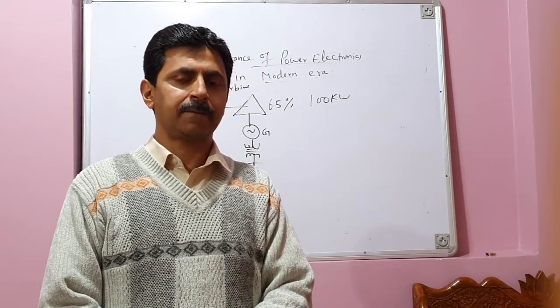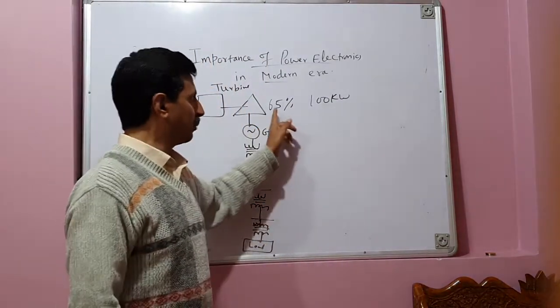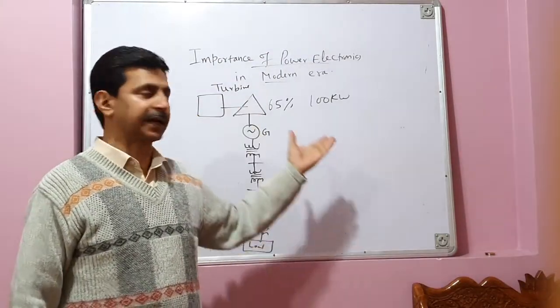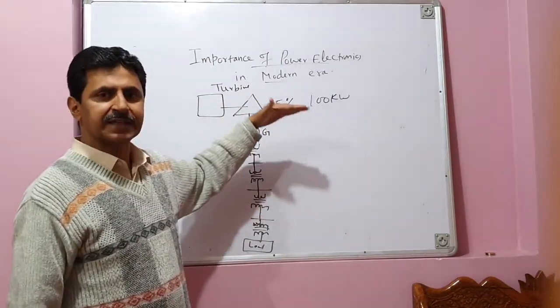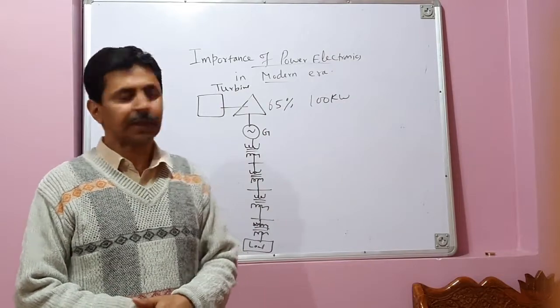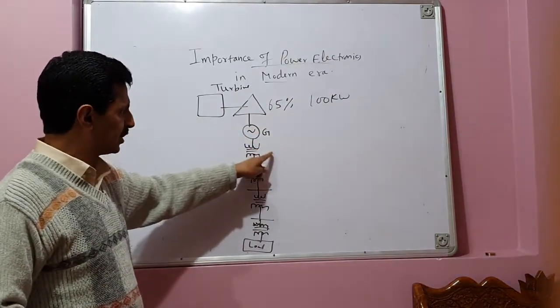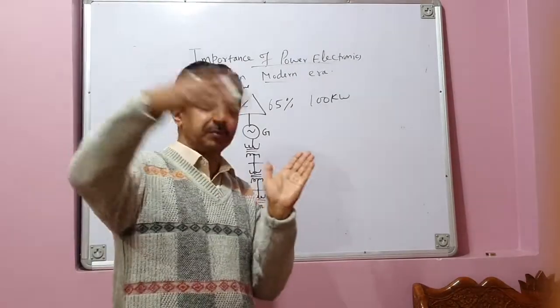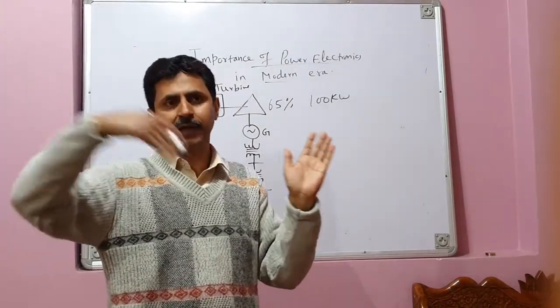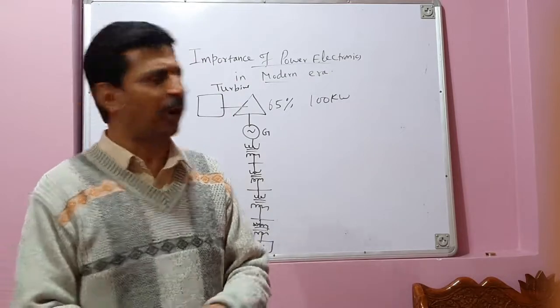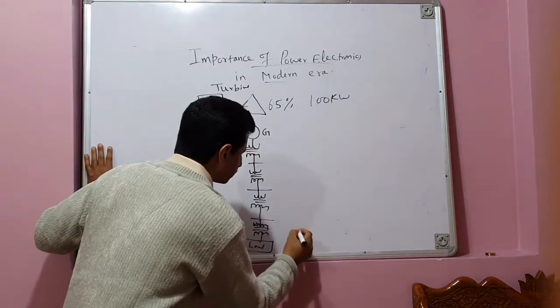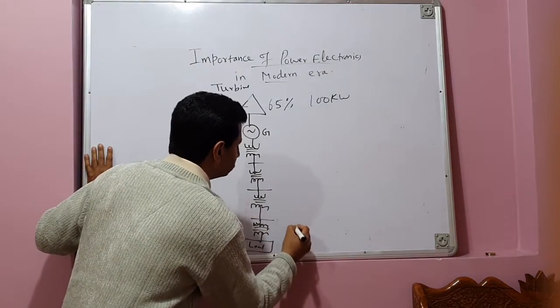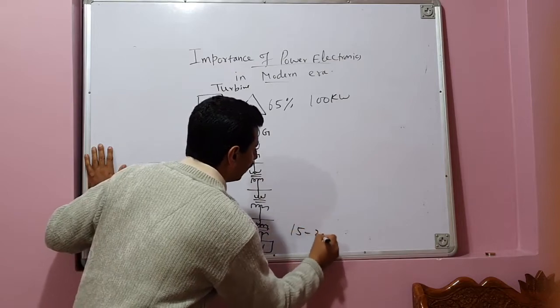We are generating 100 kilowatts of power, but because there is huge loss at the front end itself, we are wasting 65% of energy. And then there are various stages. There is transmission stage, sub-transmission stage. Power is transmitted maybe over hundreds of kilometers, and on the way we are wasting some power. And finally, say 15 to 20 kilowatt power reaches the load.